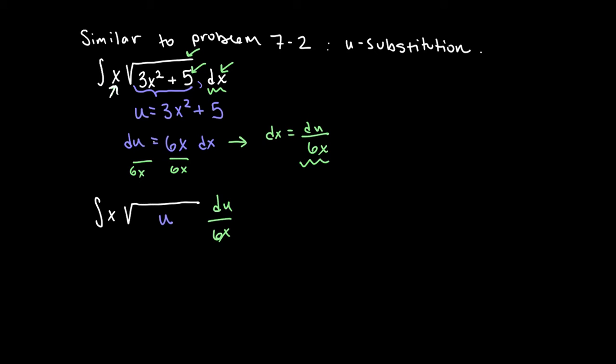But we can't do the integral yet, or the antiderivative, with all of these different variables. So we want to try to simplify this so that we only have one variable showing up, and that is u. So we can see that this front x is taken care of by a division by x here. So we can cancel those. And then we have this divided by 6, or 1/6. Since that's a constant, we can write it out front of the integral. So now we have 1/6 integral square root of u du.